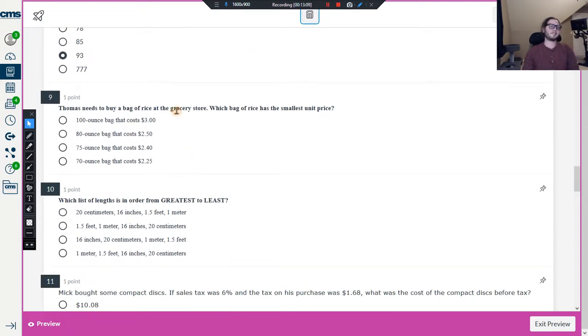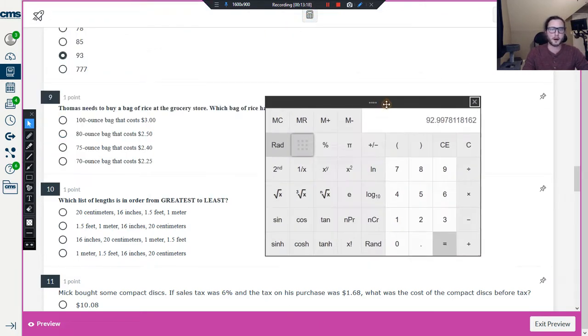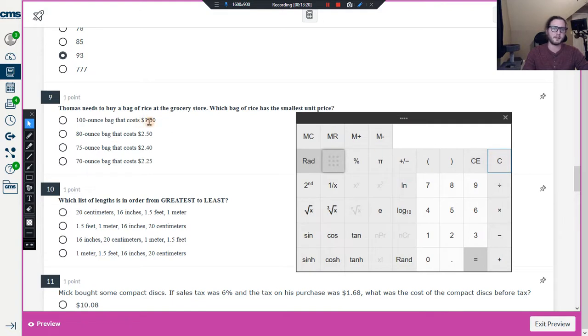For number 9, it says Thomas needs to buy a bag of rice from the grocery store. And it asks which bag of rice has the smallest unit price. We remember unit price. This is where you do the amount of money divided by the amount of product, and that number is going to be your unit price. And this one wants to know which one is the least. So the first option is a 100-ounce bag that is $3. So we start off with $3 divided by 100 ounces. That gives us about 3 cents, 0.03.